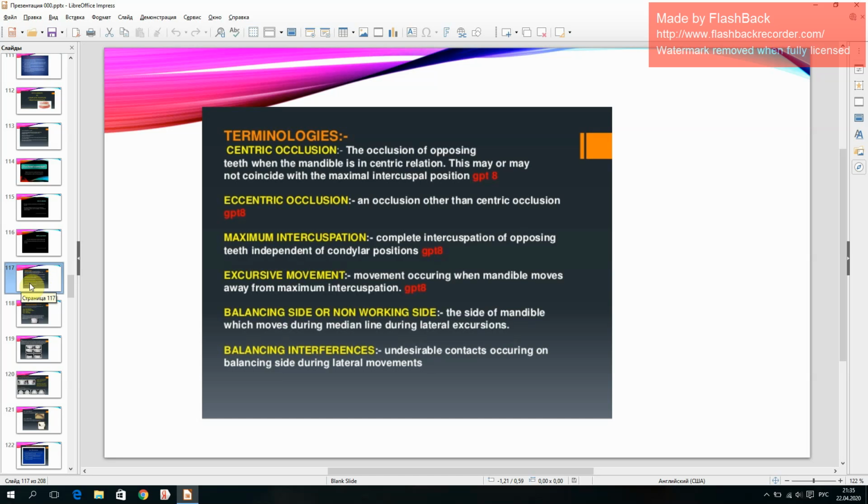Centric occlusion: the occlusion of opposing teeth when the mandible is in centric relation. This may or may not coincide with the maximal intercuspal position. Eccentric occlusion: an occlusion other than centric occlusion. Maximum intercuspation: complete intercuspation of opposing teeth independent of condylar positions.